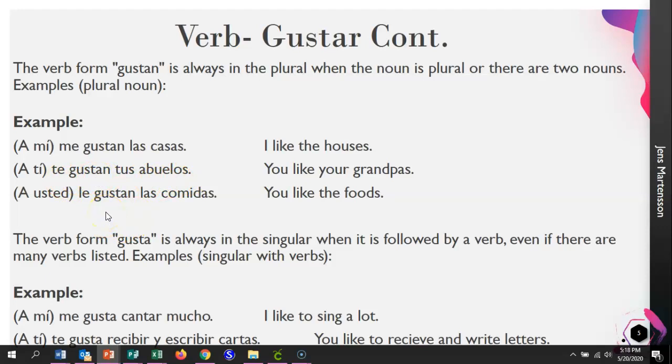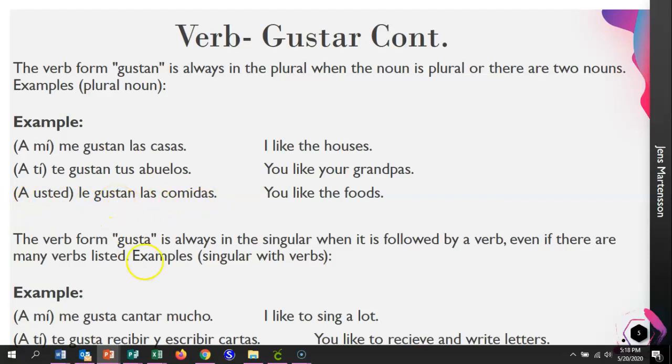The next one reads, le gustan las comidas. Formal way of saying le gustan, you like the foods. Formal way in Spanish, we said it was usted, so then in this case it's going to be a usted. Since we're talking about more than one food, it's going to be gustan.